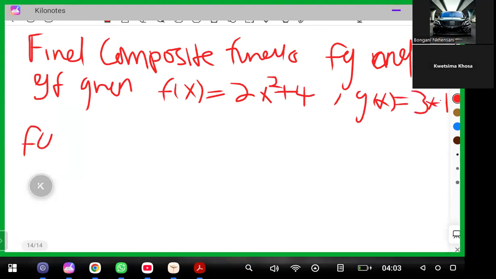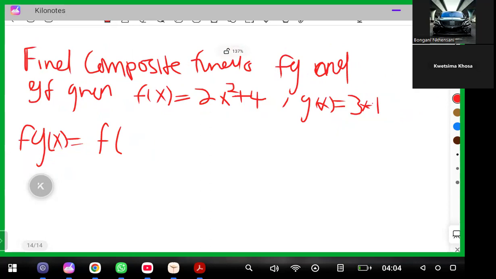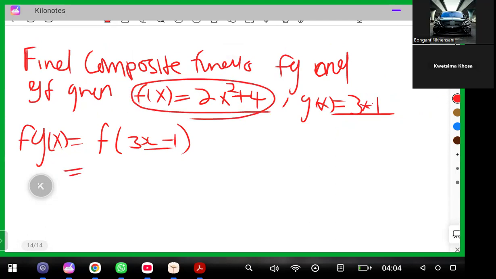So to find f of g of x, you're going to have f, and then you put 3x minus 1. So it means where there is x in the function f, we're going to put 3x minus 1. So we're going to have 3x minus 1 all squared plus 4. So this will be our fg of x.